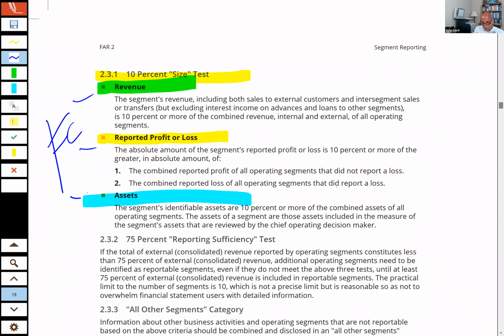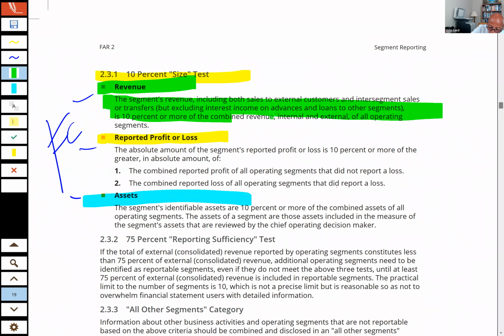So you need to know that these are the 10% tests. With the revenue test, we take all of the revenue of the segments. And again, guys, we do not eliminate intercompany sales for this test. So we take all the revenues for all the segments, add that number together, multiply that number by 10%, and any segment that has a revenue greater than or equal to that 10% number is a reportable segment.